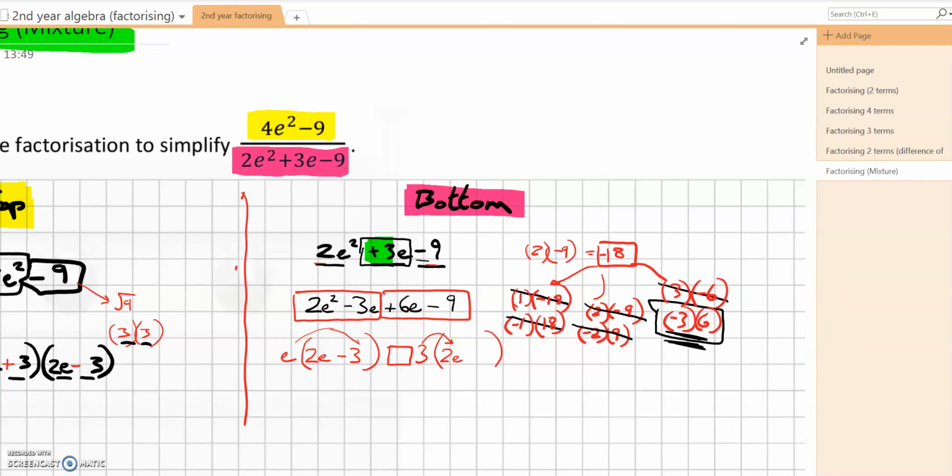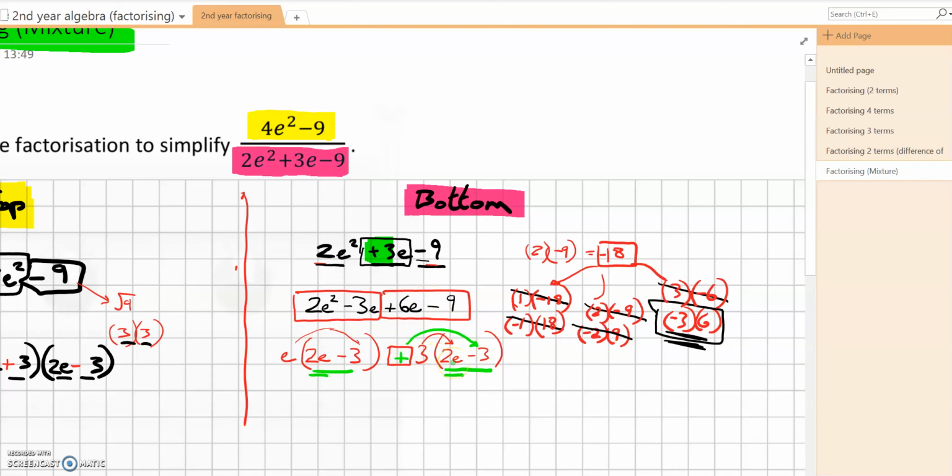Now, so far am I doing okay? Remember, this needs to be the same as this. And yeah, it's looking good so far. I just need to put in a minus 3. And would minus 3 be the right thing? 3 by minus 3, minus 9, yeah. Now just double check what sign we need. It needs to be a plus 6e, so that needs to be plus 3 by 2e. And yeah, that makes sense, because plus 3 by minus 3 gives me minus 9.